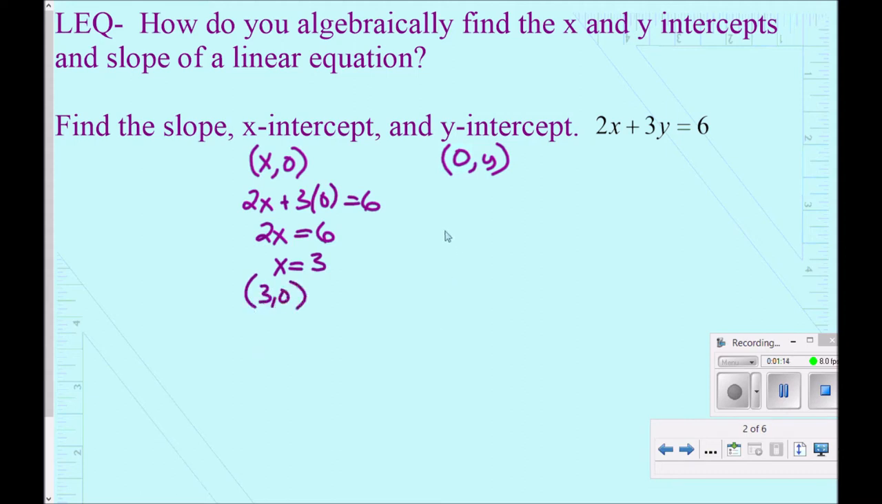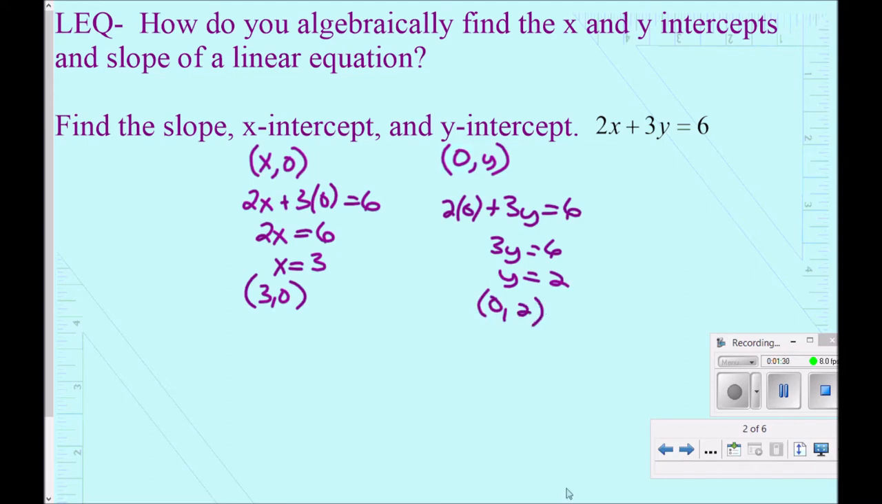The y-intercept, substituting 0 in for x and solving for y, gives me 3y equals 6, which gives me y equals 2. So as a coordinate point, (0, 2). Please always write your intercepts as coordinate points.